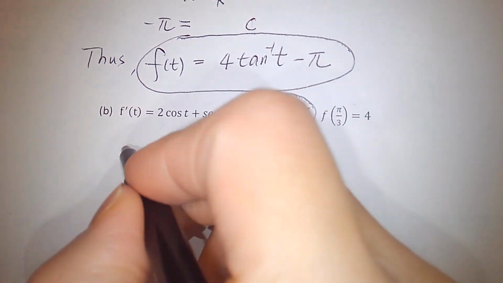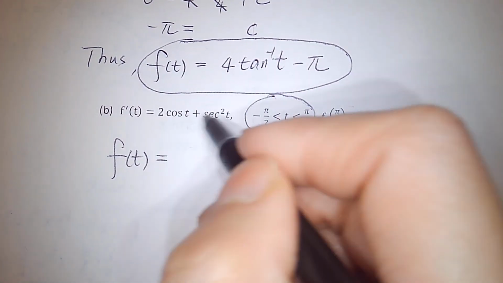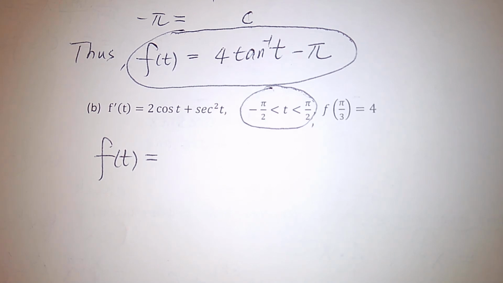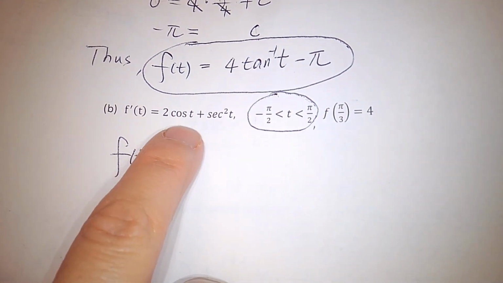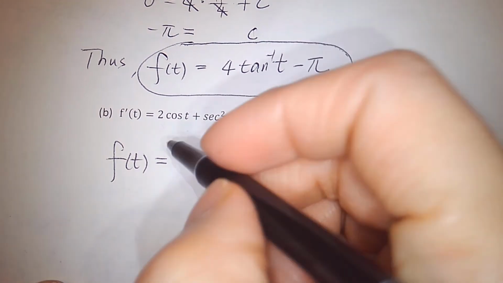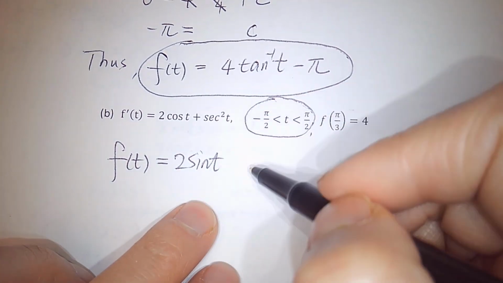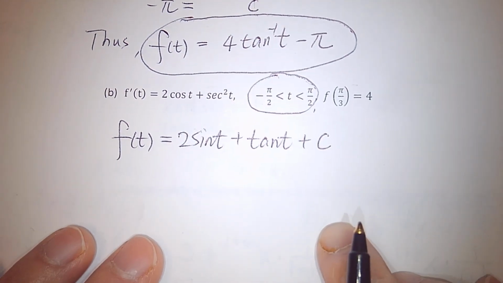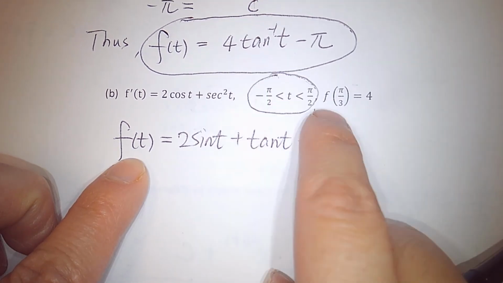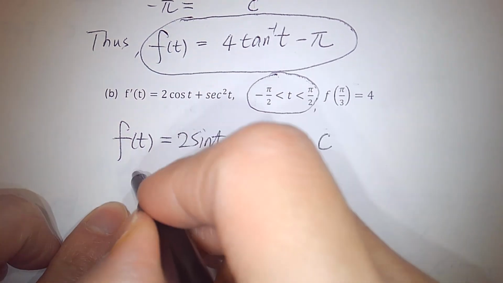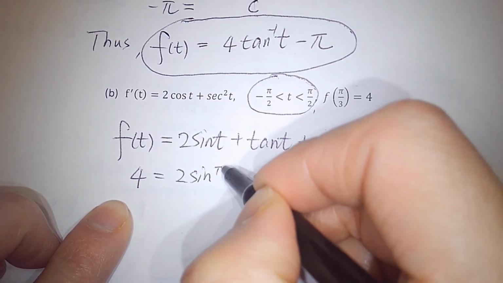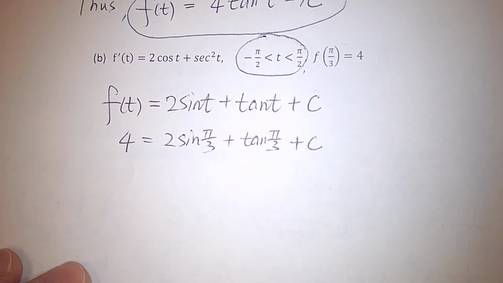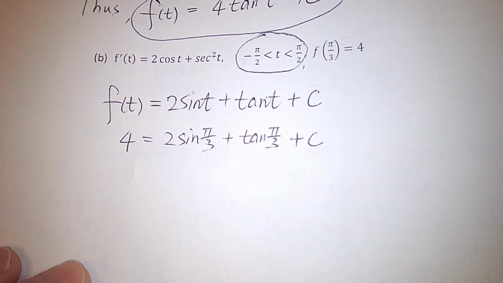So to find the antiderivative, right? f of t should equal, what is the antiderivative for this function? Cosine function, antiderivative, check the table. Same, right? So 2 sin of t, secant t squared, what is the antiderivative? Plus constant c, right? This function f must satisfy that when t equals pi over 3, f equals 4. Sin of pi over 3 plus tangent of pi over 3 plus c equals 4, right? So you have to know the values of those trig functions for those special angles.